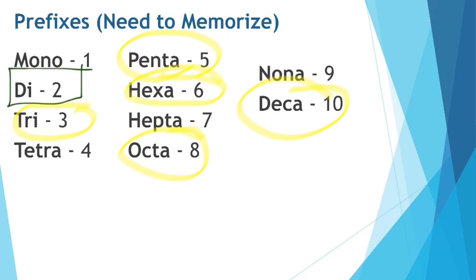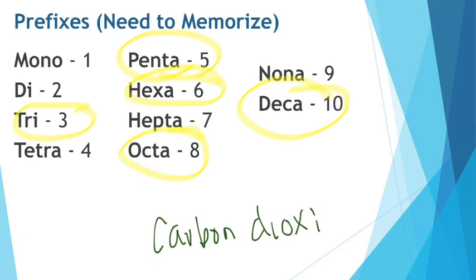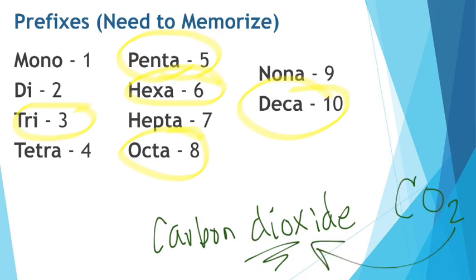A lot of people try and use bi for 2 instead of di, and I know that it might seem weird and random that they chose di instead, but if you remember carbon dioxide, which hopefully your biology teachers got you to remember last year, is CO2. That's one of the best examples of covalent nomenclature and all the rules we're about to talk about. And so that can help you remember. CO2 is carbon dioxide, which helps you remember di is 2.